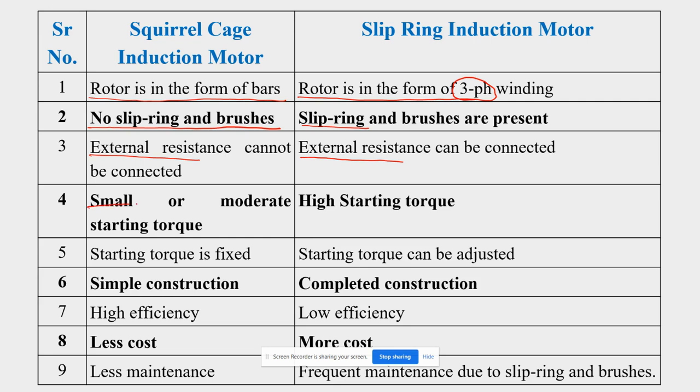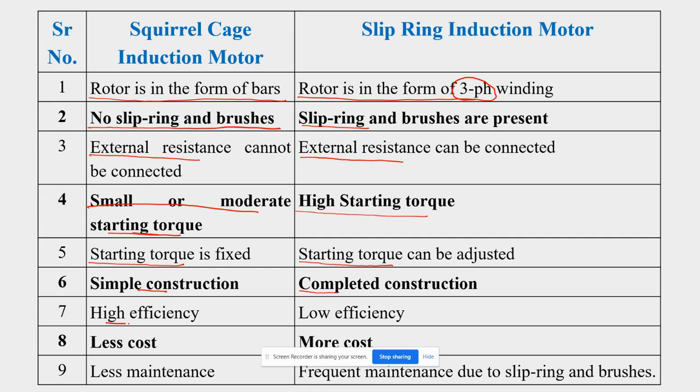For squirrel cage, small or moderate starting torque. This is the disadvantage or limitation of squirrel cage induction motor, that it has low starting torque. But in slip ring induction motor, by varying resistance, you can get high starting torque. For squirrel cage induction motors, starting torque is fixed, that you cannot change. But by varying rotor resistance, you can vary starting torque. The construction is simple for squirrel cage motor, but due to slip rings and brushes and the three-phase winding connections, the construction is complicated for slip ring induction motor.